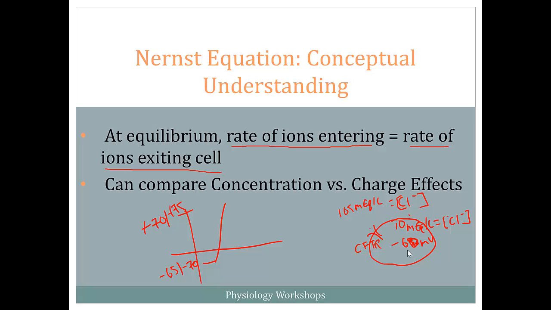Well, we have to figure out which factor had a greater effect on creating the electrochemical gradient, whether it was the concentration difference or whether it was the charge buildup. So that's what the Nernst equation does. It can compare the concentration versus the charge effects.